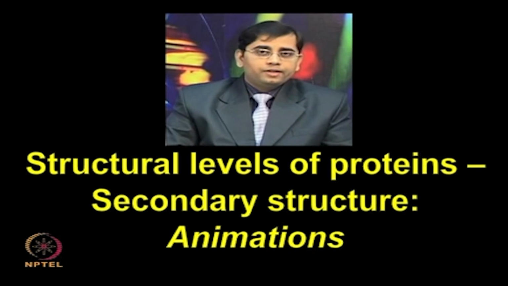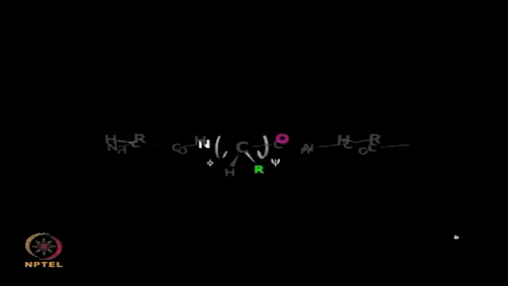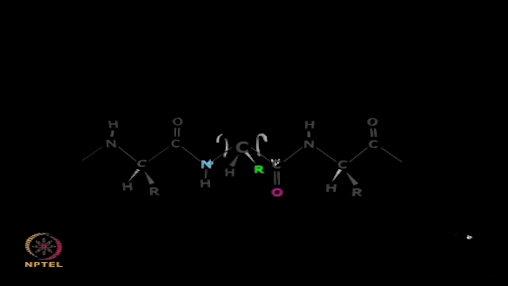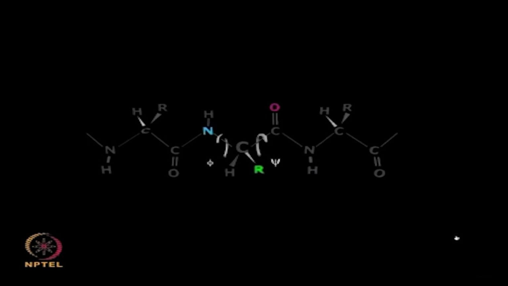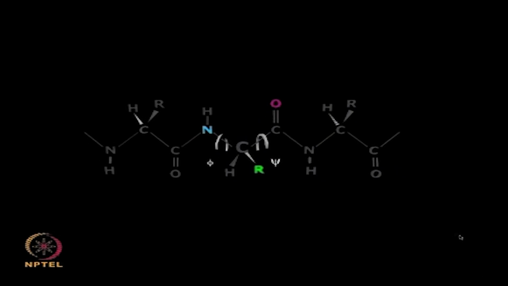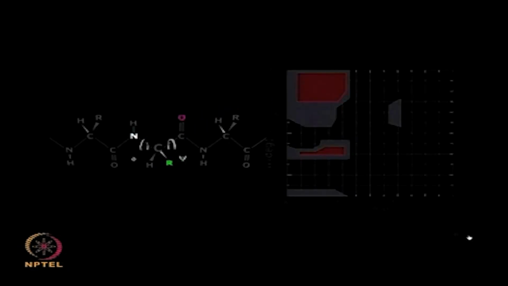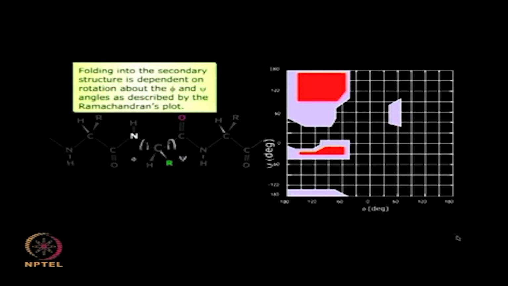Some of the properties of secondary structures will be described in the following animation. The folding of the primary structure into the secondary is governed by the permissible rotations about the phi and psi angles. Not all values of these angles lead to sterically favorable conformations. The Ramachandran plot defines these regions of favorability.